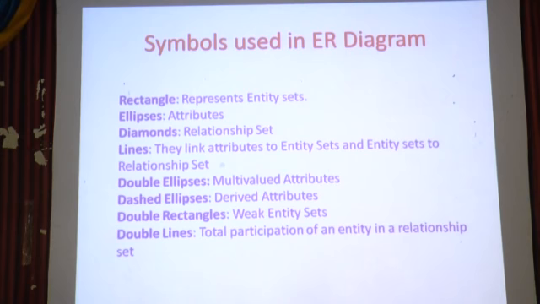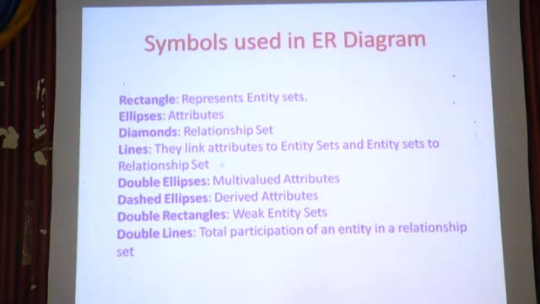Then the relationship between both the entities is represented by a relationship set, and the symbol is a diamond. Lines link the attributes to entity sets, and similarly entity sets to relationship sets. Multi-valued attributes are represented by double ellipses. Derived attributes are represented by dashed ellipses. Weak entity set is represented by double rectangles. Total participation of an entity in a relationship set is represented by double lines.